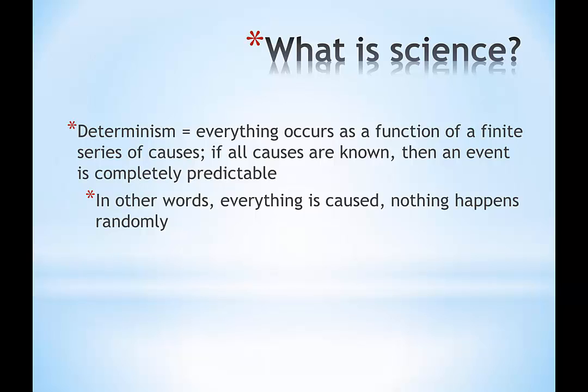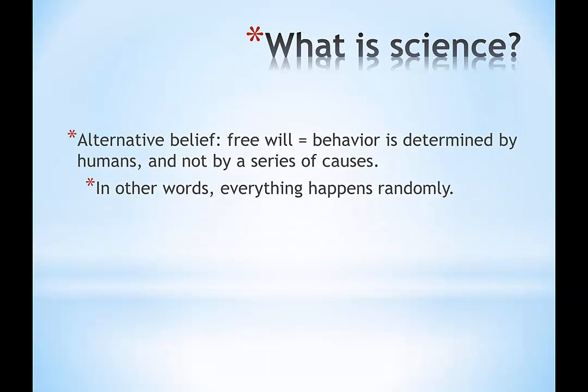Just like if I knew all the causes of a tornado, I could predict when they touch down with 100% certainty. And so the deterministic viewpoint means that there are underlying factors or causes that drive events in the future. Now, of course, there's a flip side to this, as there always is, and that's called free will. So the alternative belief is free will.